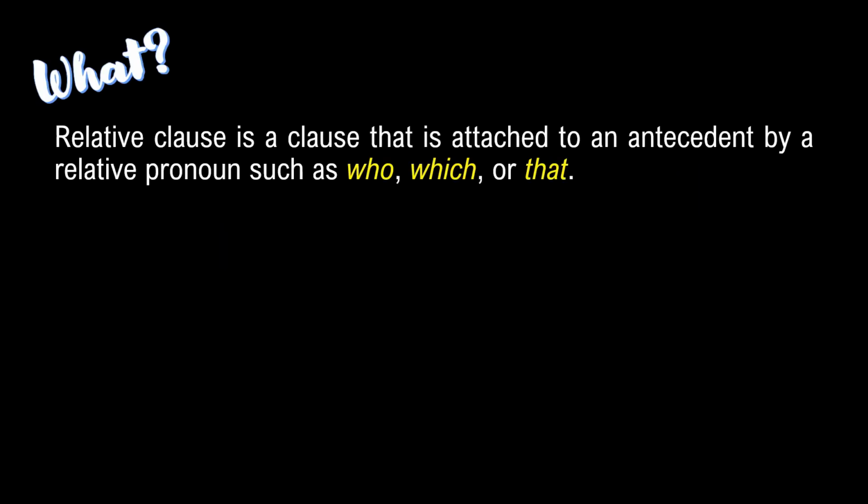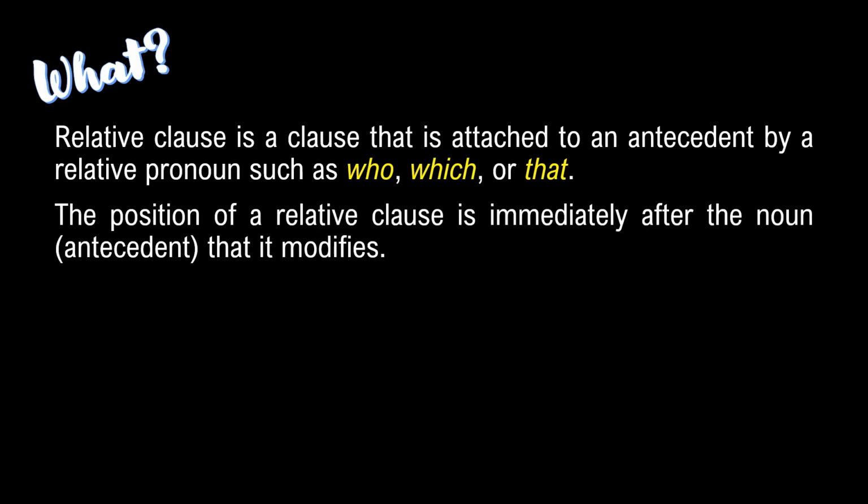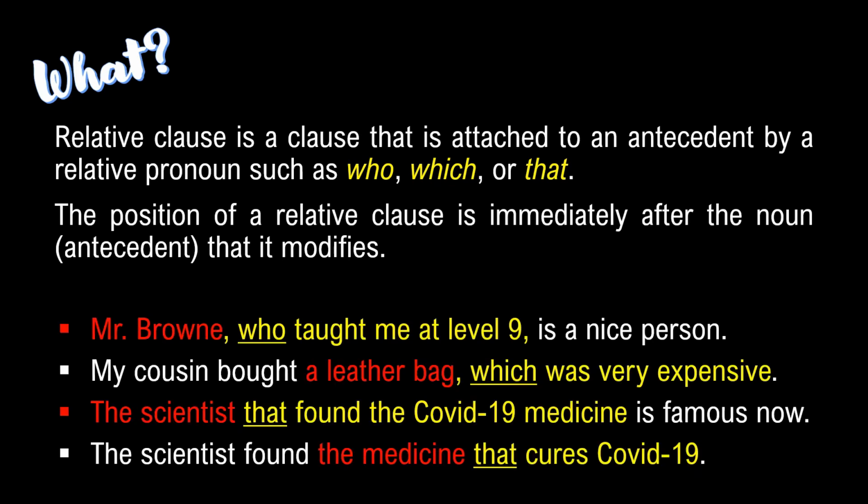What? A relative clause is a clause that is attached to an antecedent by a relative pronoun such as who, which, or that. The position of a relative clause is immediately after the noun or the antecedent that it modifies. In this sentence, Mr. Brown is the antecedent, or the noun that is modified by the relative clause that comes after it: who taught me at level 9.